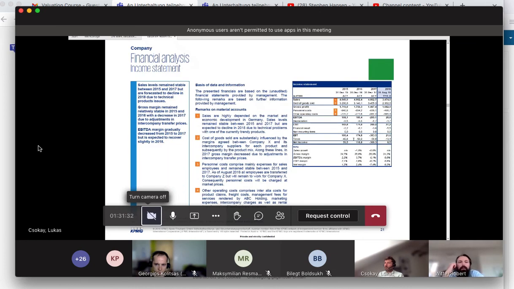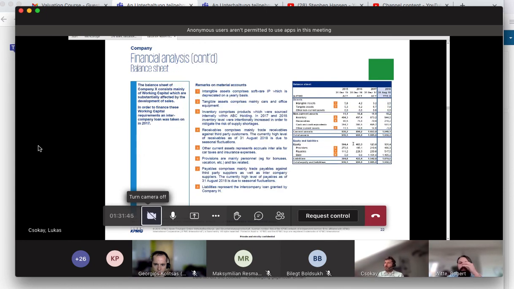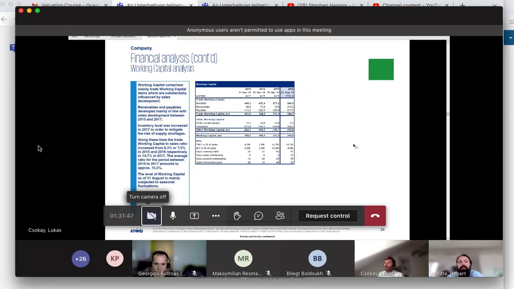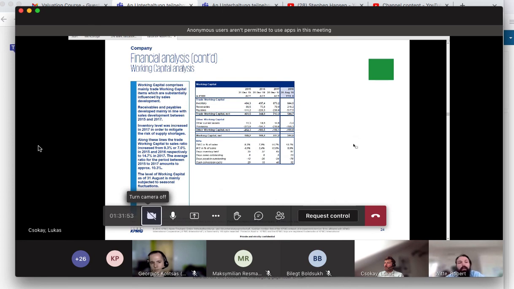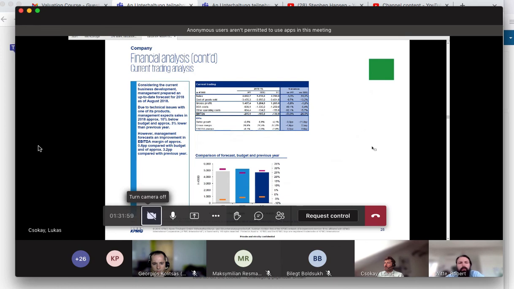Then maybe, this is a traditional way of presenting it, which is we show the income statement and then we have some kind of remarks on the material accounts. The same with the balance sheet. So we present the historical balance sheet and then we have some remarks on it. We have the cash flow statement as well. So working capital. So here's a deep dive into some aspects which are most important.